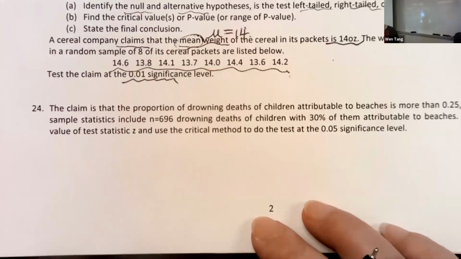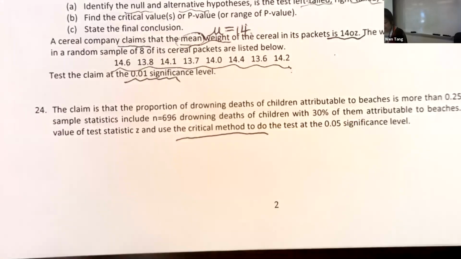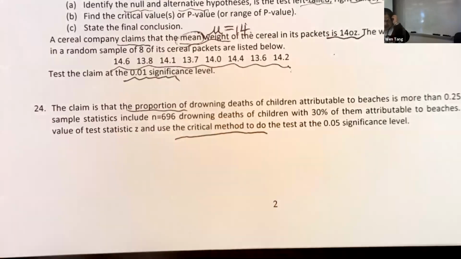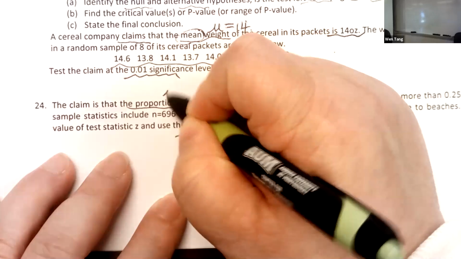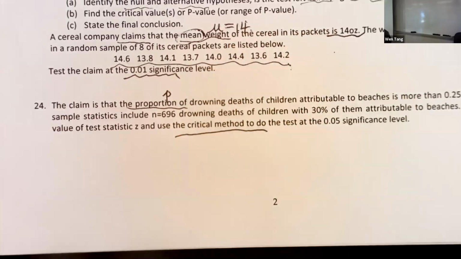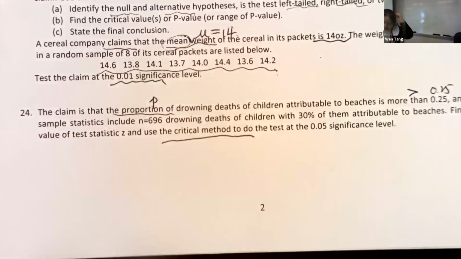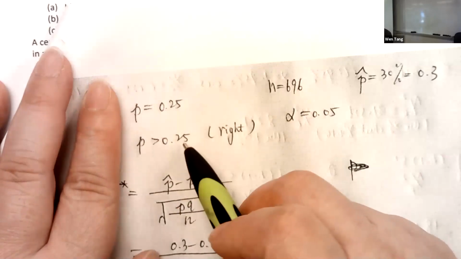So the last question asks you to use the critical value method. Let's start with the first step. We need to find the claim. The claim is about the proportion, which means we will be doing the test about P. And here it is greater than 0.25. So our claim is P is greater than 0.25, right?